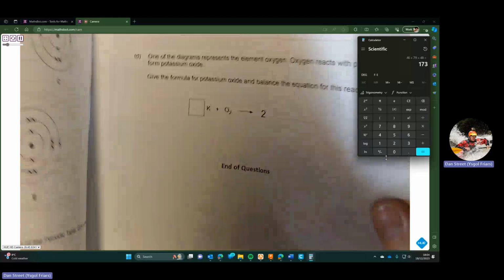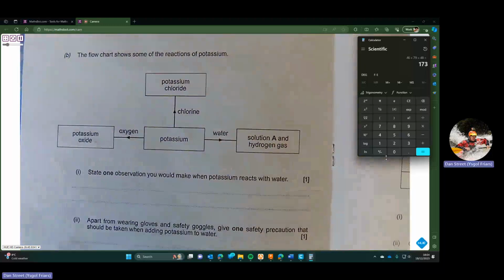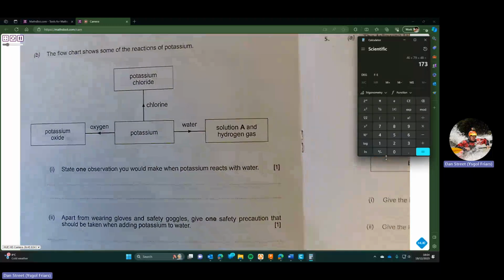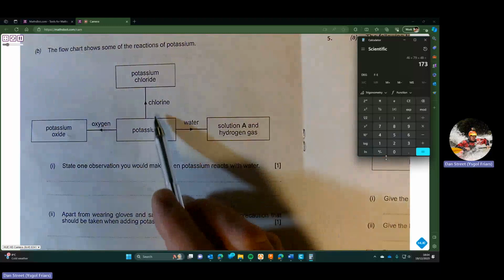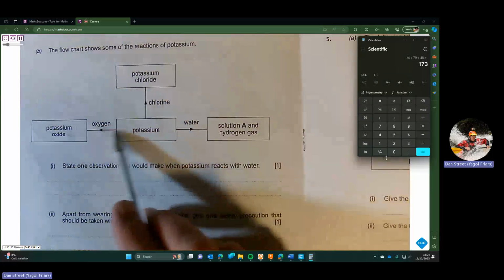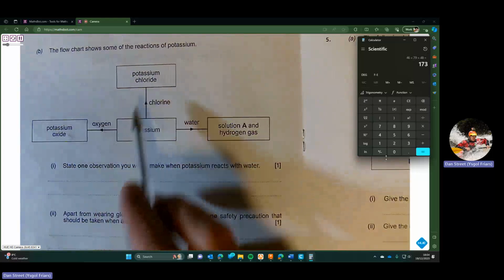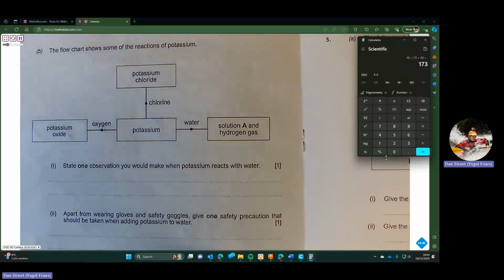Okay, moving along. This question is about the reactions of potassium, which is one of the group 1 metals that we've studied. In the middle, we've got the potassium, and then we've got 3 different chemicals that you can react potassium with. You can burn it in oxygen, react it with chlorine, or react it with water.